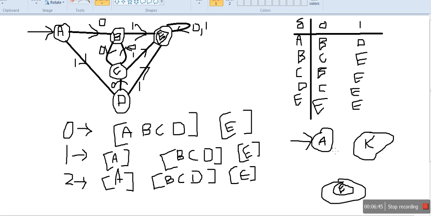Now see, A on 0 goes to B, B belongs to K, so A on 0 goes to K. A on 1 goes to D, D also belongs to K, so A on both 0 and 1 goes to state K. Now for K, see B. B on 0 goes to C, C belongs to K, so there will be a self loop here. B on 1 goes to E, so it will go here.